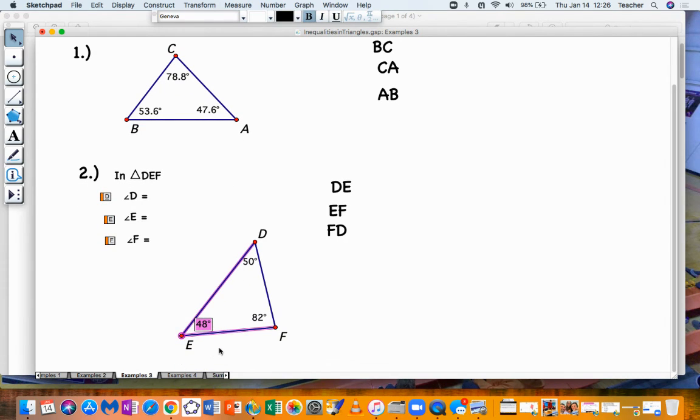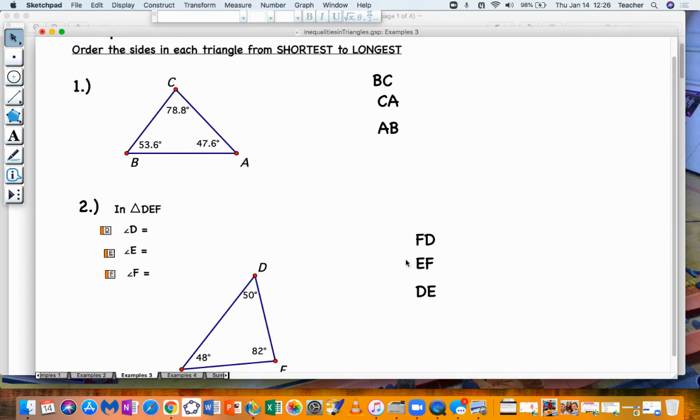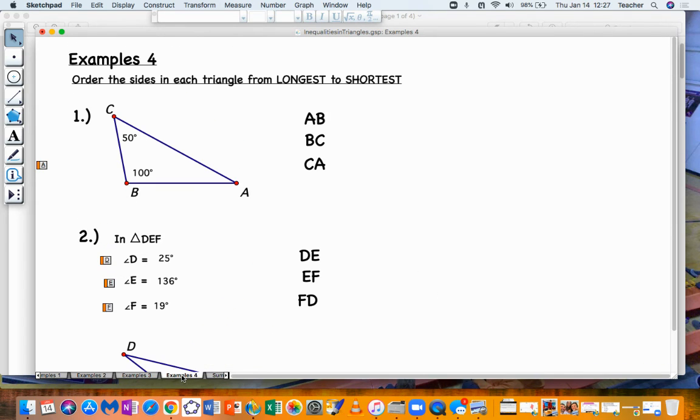Smallest angle is 48. Opposite that is DF or FD. In this case, they put FD. Then angle D is the next smallest. That's opposite EF. And that would mean DE is your longest side. Okay, so that is those listed in order from shortest to longest. Okay, then it's going to ask you a little different way. They're going to only give you 2 of these angles, and you have to find the third.